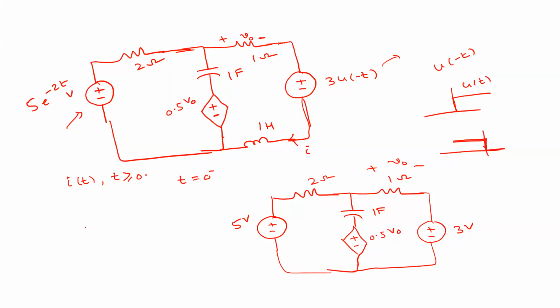Okay. So u of t equals 1 for t greater than or equal to 0. So u of minus t is just the reverse of that. So this is 1 for t less than or equal to 0. Its value is 0 for t greater than or equal to 0. Understood? Yes, sir. Okay.